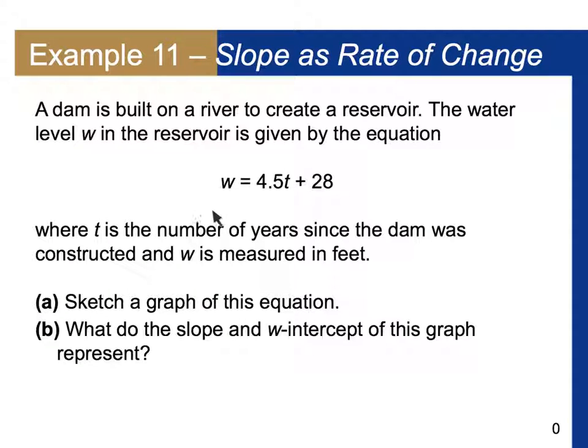Okay, let's look at an example. A dam is built on a river to create a reservoir, and the water level in the reservoir is given by this equation. Now we can think of this as like our x, t, and w is like our y. So t is the number of years since the dam was constructed, and w is the measurement in feet of the water level. Let's sketch a graph. We can use our slope to do that. We could write this as 9/2 instead of 4.5. And also, what do the slope and w-intercept, because we're using w instead of y, of this graph represent?